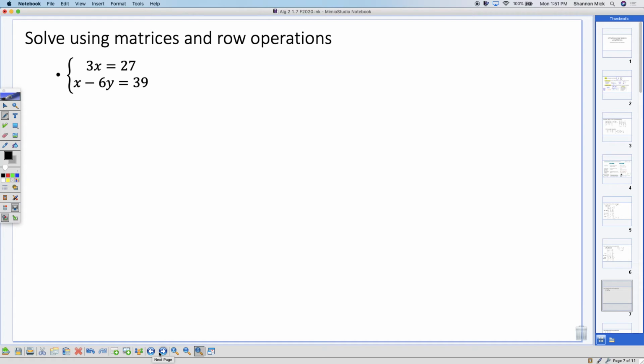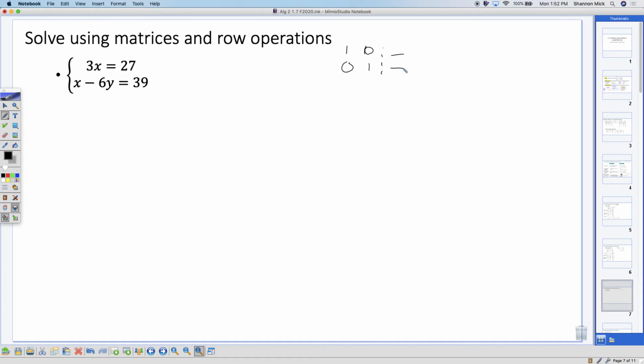Okay, so I have solving again. And no matter what they say, I'm going to put it in what form? Reduced row echelon form, RREF. And what does it look like? 1, 0, 0, 1, and some answers, right?